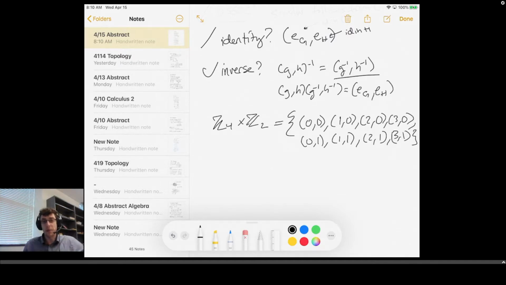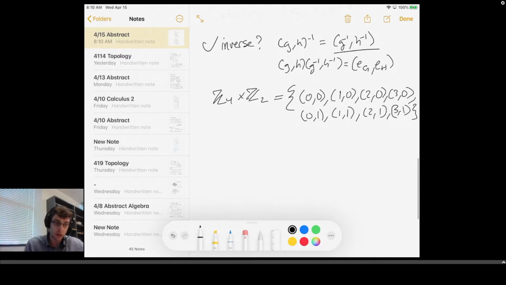So we've got 8 elements here, which matches our intuition. We have 4 choices in one, 2 choices in the other. They're independent, so it should just be the product, and it is. So let's play around with a couple of things. If we wanted to find the inverse of, say, 1, 1, remember, our operation here is addition. So we're looking for AB such that AB plus 1, 1 equals 0, 0.